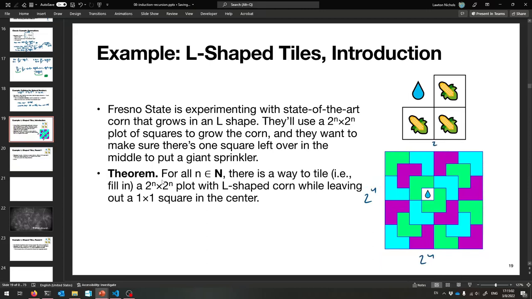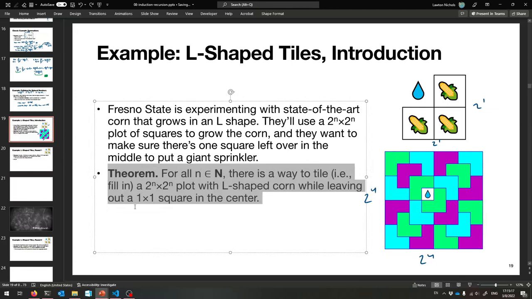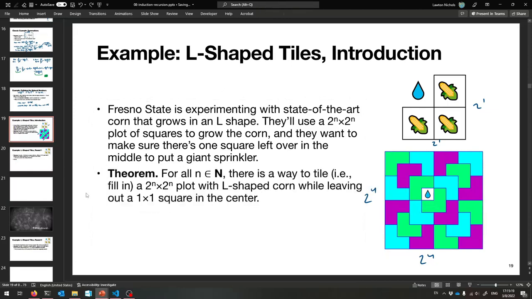This is 2 to the 1 by 2 to the 1. It's a single L-shaped tile of corn, and it can be in any orientation. You just got to fill them all in like this and leave room in the middle somewhere for a sprinkler. Okay? And so we'd like to prove that no matter the size of plot, as long as it's 2^n by 2^n, for some n, there's a way to fill it in with corn and a sprinkler in the middle.